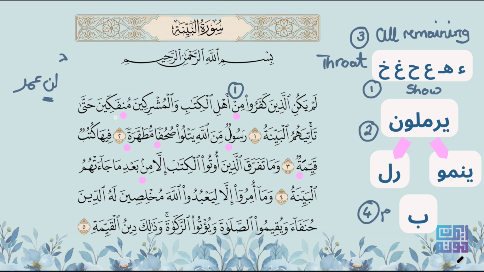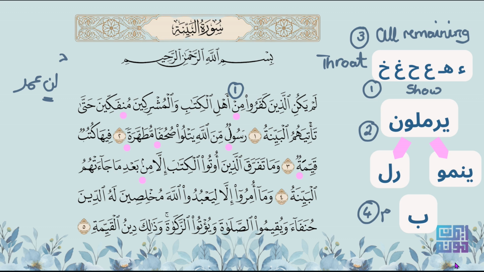Is it one of the throat letters? Hamza, ha, ayn, ghayn, kha? No. Is it one of the letters of idgham, merging? Yarmalun? No. It's not a ba, then it's ikhfa. I'm gonna hide. It's number 3, okay? The third rule. Ikhfa means I'm gonna hide the noon into the fa. I have to go to the fa to hide the noon. But I'm gonna pronounce a ghunna.